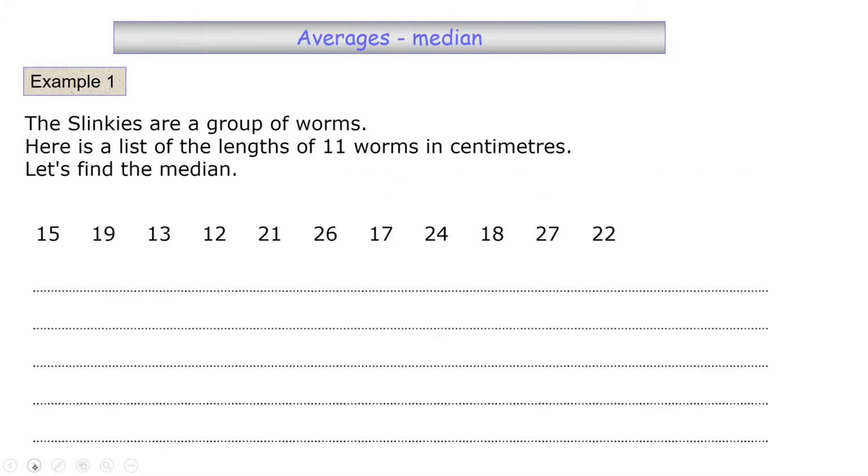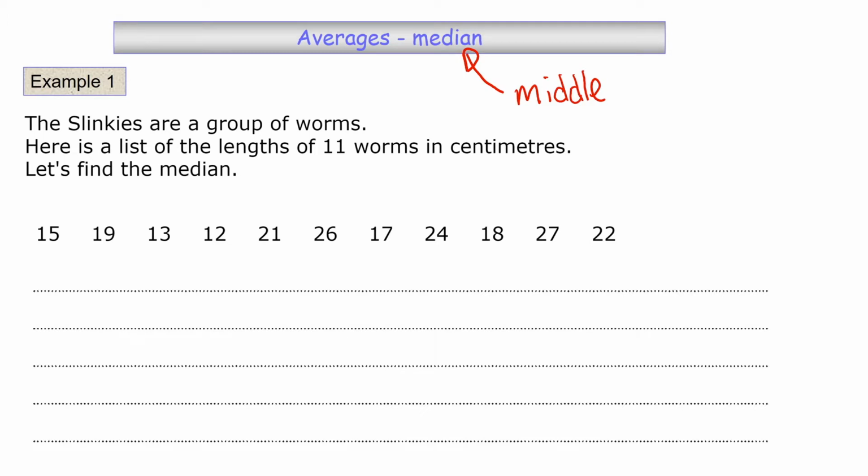Okay, let's have a look at an example then to work out the median. Example 1, the Slinkies are a group of worms. Here is a list of the lengths of 11 worms in centimetres. Let's find the median. So these here are lengths of worms in centimetres. Remember that when we need to find the median, the key word that needs to pop into your head is that we need to find the middle. So the median is the middle number, but you must put the numbers in order first.